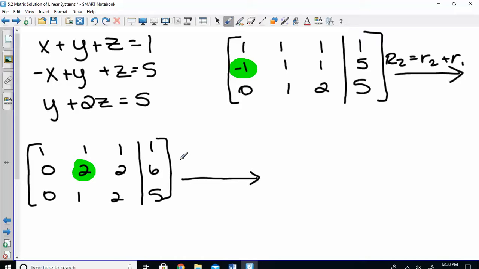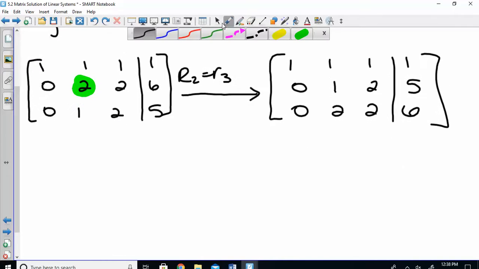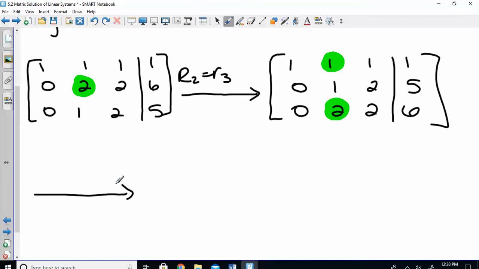Okay, let's flip. So let's just say row 2 will equal row 3. I'm just going to flip rows 2 and 3. So I have my 1 there. Now I need everything else in that column to be 0. And I told you yesterday, this is the one thing that you can do at the same time. So we can change row 1 and row 3 at the same time here. We're not messing with row 2.